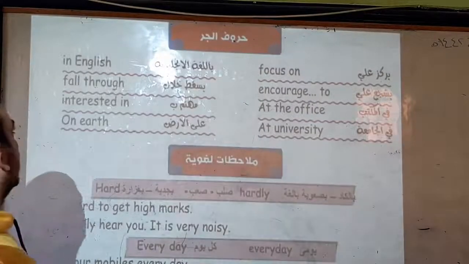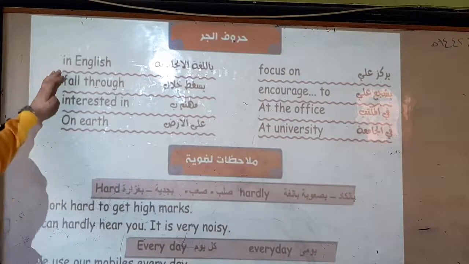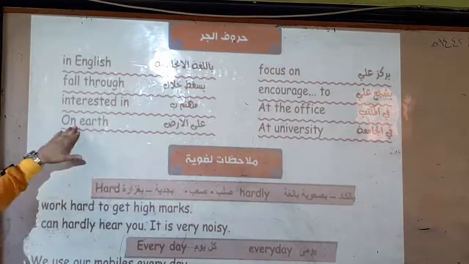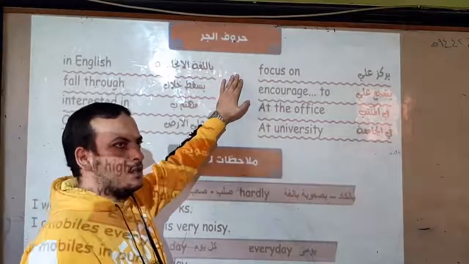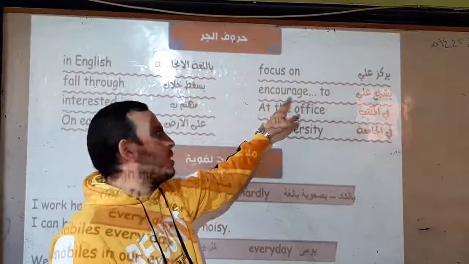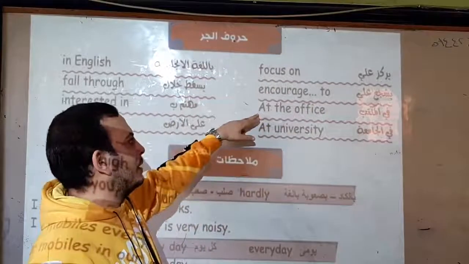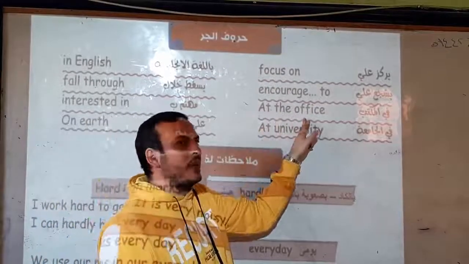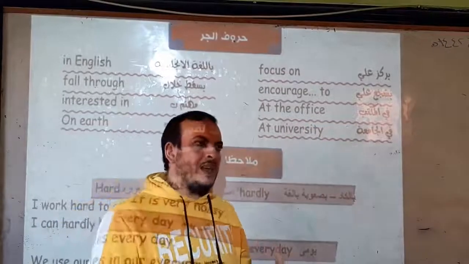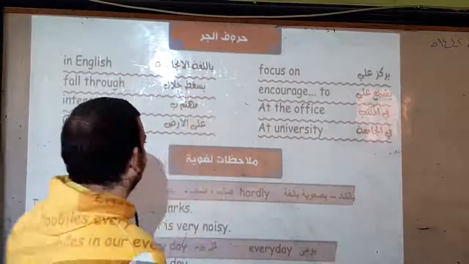Prepositions in، عندنا حروف الجر. In English باللغة الإنجليزية. In Spanish باللغة الإسبانية. In Arabic باللغة العربية. Fall through، يقع فيه. Interested in، مهتم بيه. On air، على طول. Focus on، يعني ركز. Encourage someone to، I encourage my son to learn swimming or to take up swimming. In the office معناه في المكتب، at university في الجامعة، and غالبا بتيجي مع الأماكن الصغيرة، for example at home, at school, at university and so on.